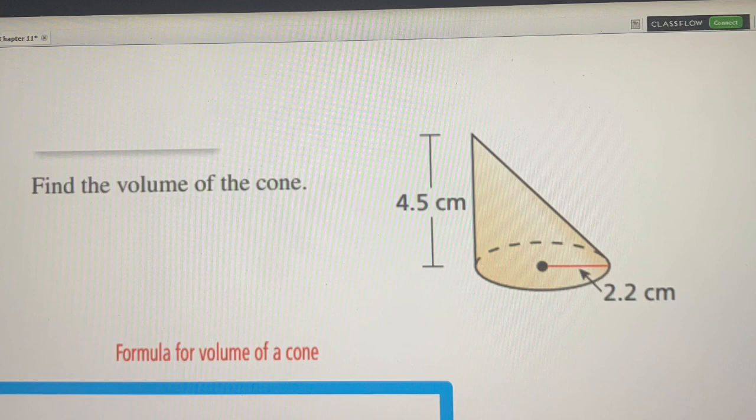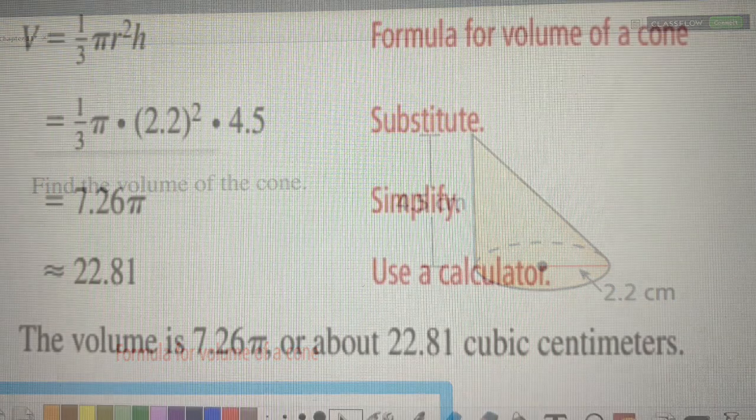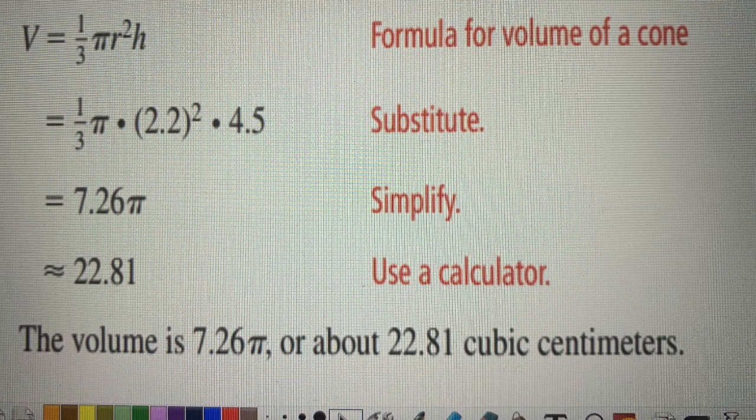Okay, so let's look at this problem. We're to find the volume of the cone, and this time it's not a right cone, but we're still going to do the same exact thing as if it were a right cone. The height is 4.5 centimeters, the radius is 2.2 centimeters, and when I plug and chug, replacing my variables with what I know, I'm going to get that the volume is about 7.26 pi, or 22.81 cubic centimeters.